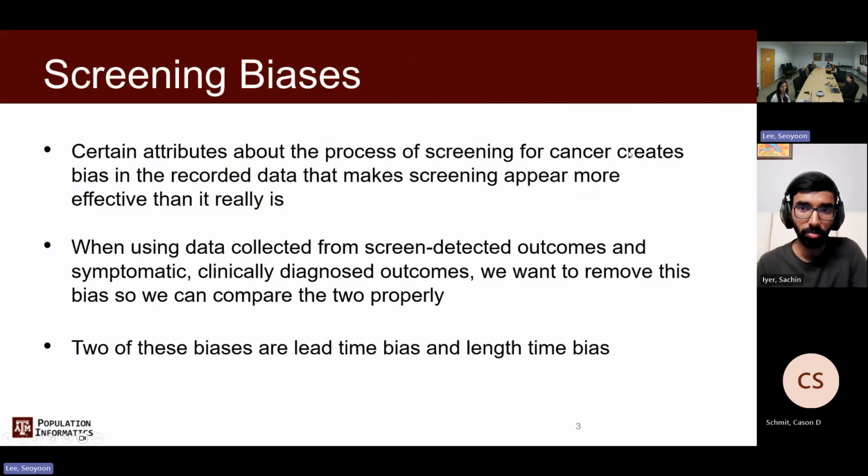Certain aspects of screening for cancer inherently cause bias in data that's collected about the patients. We want to remove this bias as much as possible to have accurate representations of the outcomes that the patients are having after they have their cancer detected. Two of these biases are named lead time bias and length time bias. Now I'm going to hand the presentation over to Sachin so he can tell you more about these two.